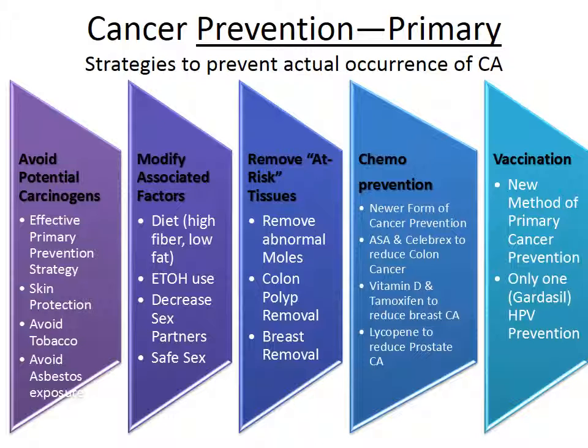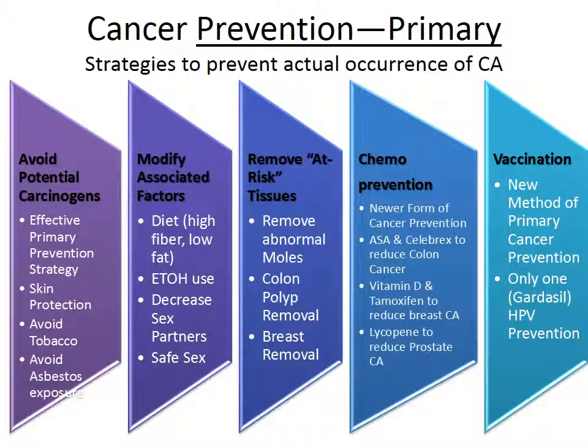Cancer prevention. Primary prevention of cancer is aimed at strategies that actually prevent the occurrence of the cancer from happening. In primary prevention, it's important to avoid potential carcinogens. Effective primary prevention strategies are aimed at skin protection, avoidance of tobacco, and avoidance of asbestos exposures. Modifying associated factors is aimed at the reduction of diets that are poor in fiber and high in fat, alcohol abuse, decreased sex partners, and safe sex practices.